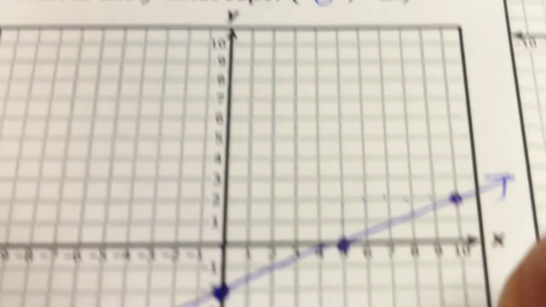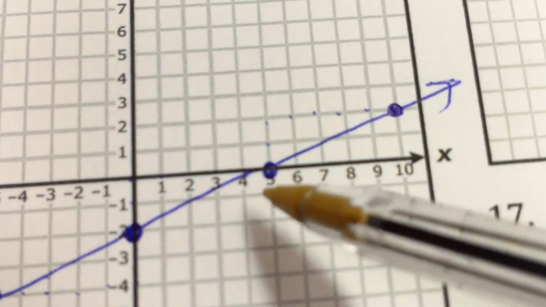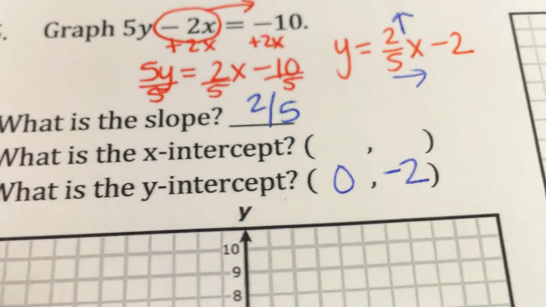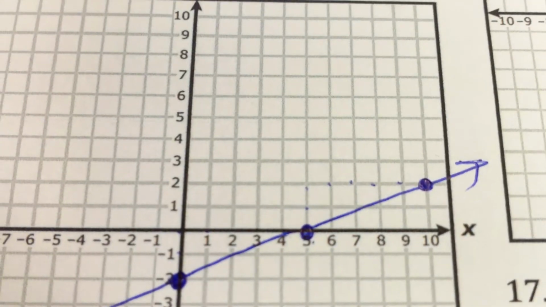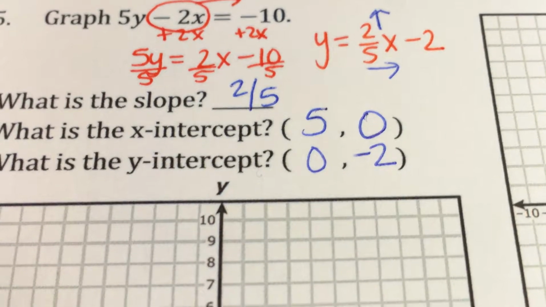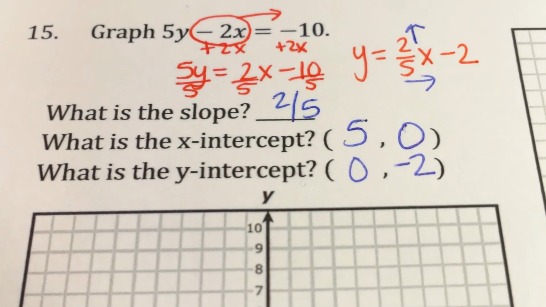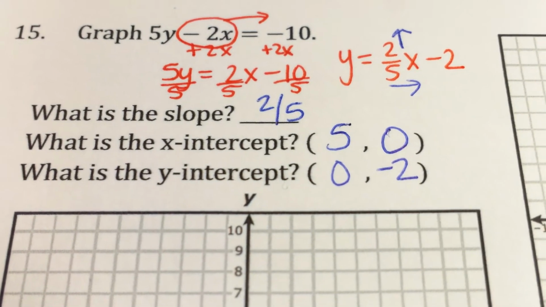And my x-intercept, where does it cross the x-axis? At 5, 0. Not 0, 5, 5, 0. Because that's your x. Your x goes first, the 5. Alright, so that's how you do those. Make sure that it's always y equals. It's very important that you do that.